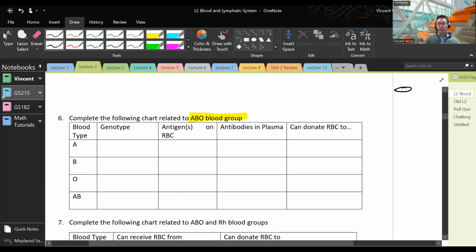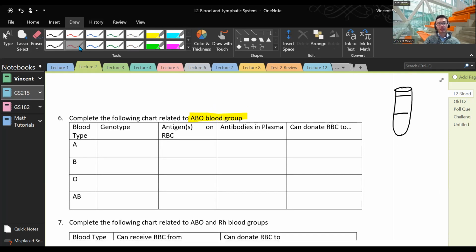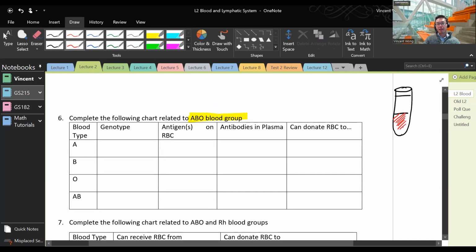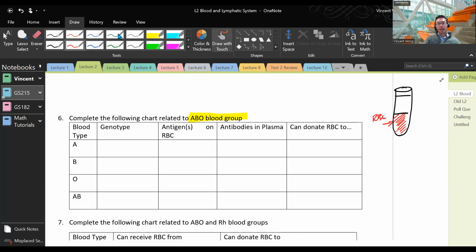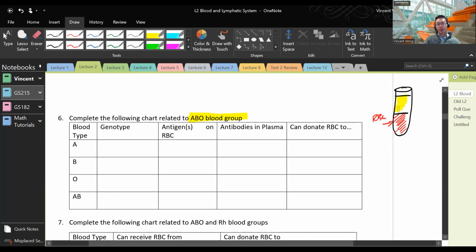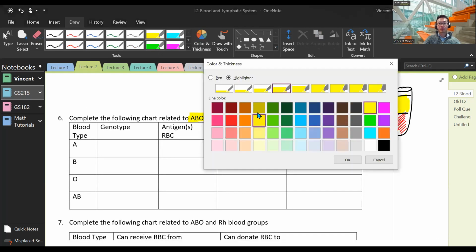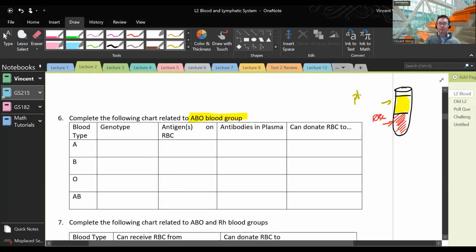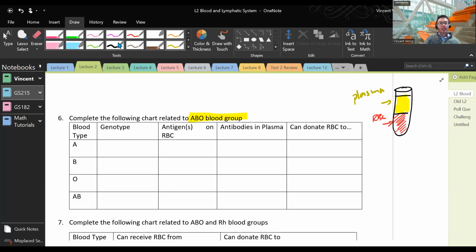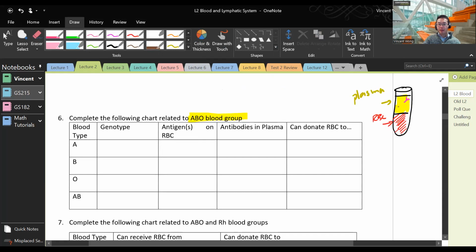And in case you are confused with all these words, remember, if you take blood and you spin it down, you will get the hematocrit down here. This is where your RBCs are going to be, okay? And then on top, you're going to have this liquid portion of the blood. And the liquid portion of the blood is what we call the plasma. Okay, so antibodies, they are found in the plasma. Okay, these are antibodies.